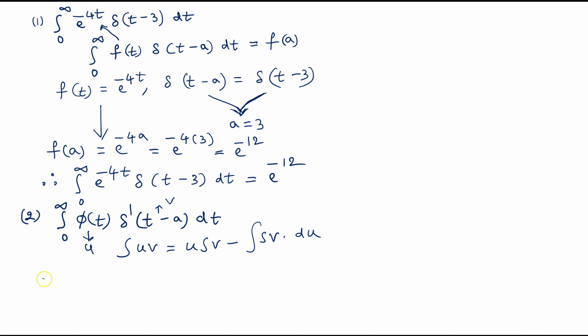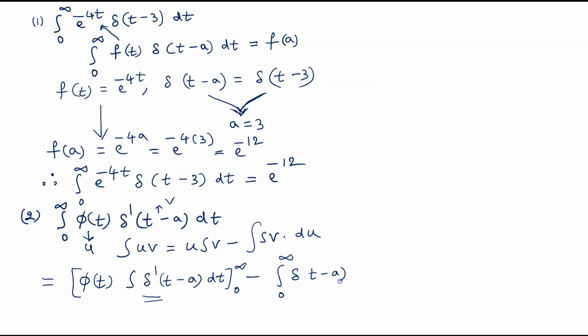Then this is equal to phi of t u into the integration of delta dash of t minus a dt under the limits 0 to infinity, minus integral 0 to infinity, here integration of this. What is integration of this? Integration and derivative will get cancelled. You get delta of t minus a into the derivative of phi of t, that is phi dash of t dt.